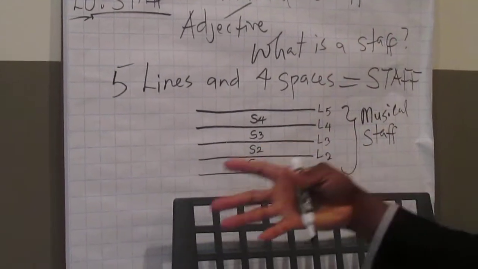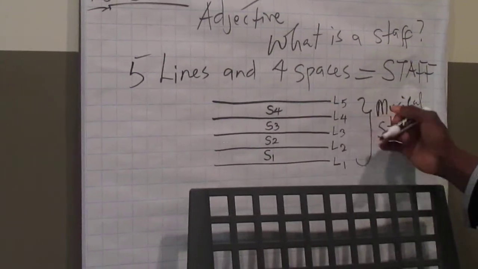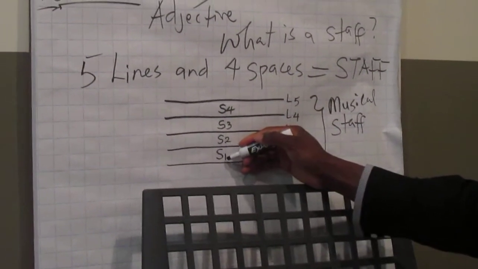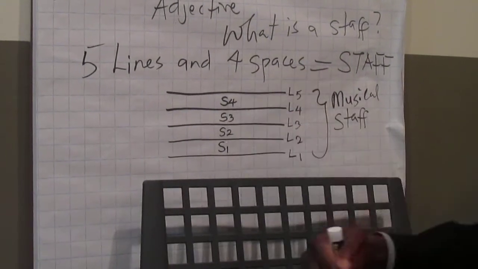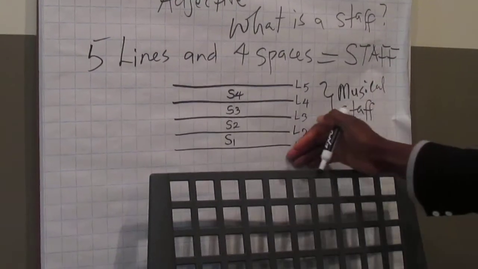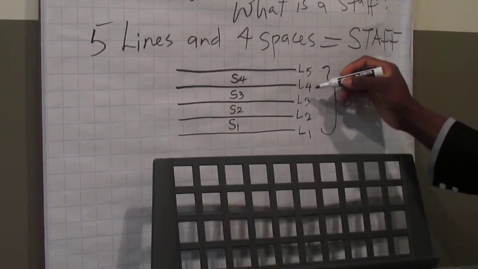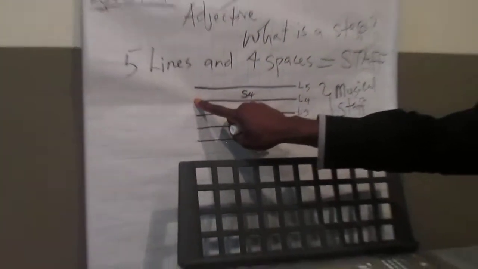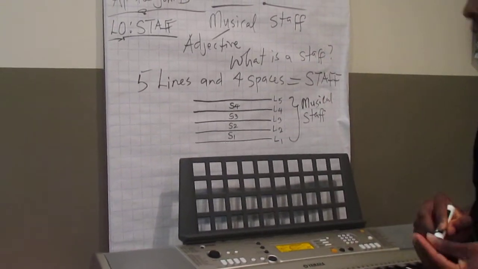With the space notes and the line notes, I want you to see the way I have labeled them. Space notes, you count from the bottom up. You have S1, S2, S3, S4. Same as the line notes, you count from the bottom up. So you have L1, L2, L3, L4, L5. You can't have it the other way around. You start from the bottom and you go up.